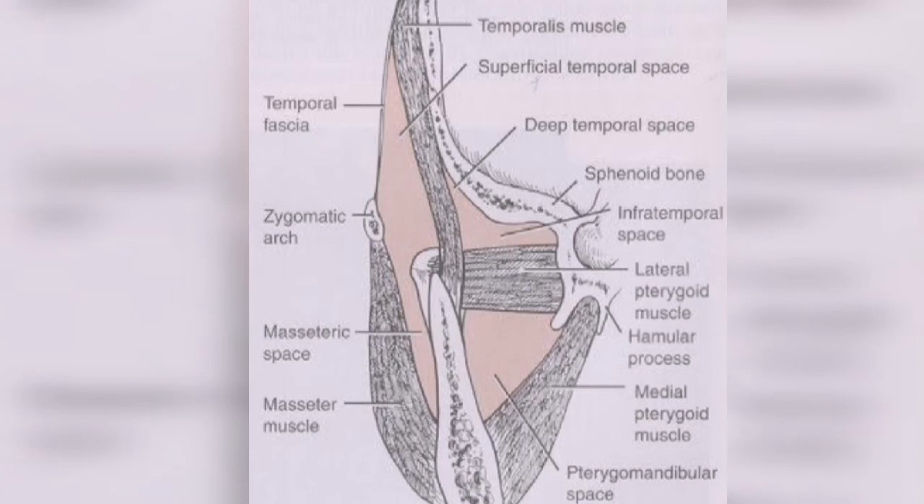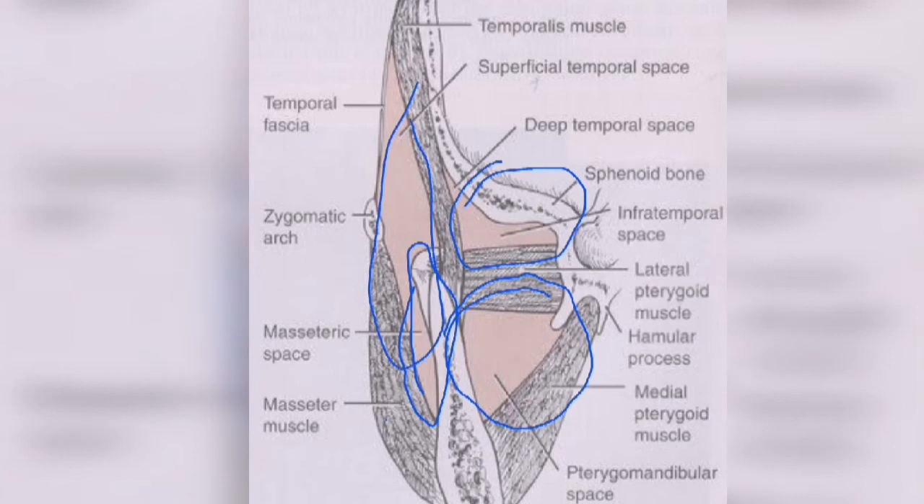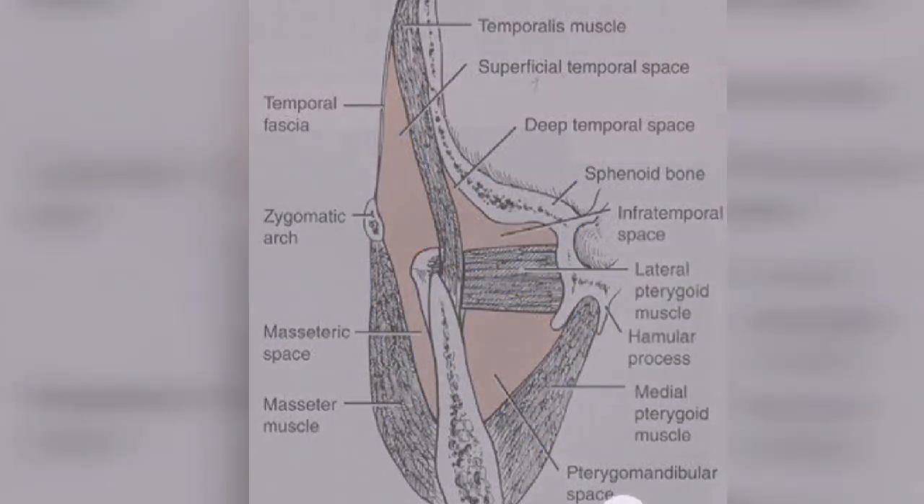You can see the masseteric space here, and another is the pterygomandibular space. Another space is the temporal space. Where is the temporal space? This is the deep temporal space. These are the three spaces: the masseteric space, the pterygomandibular space, and the temporal space as well.